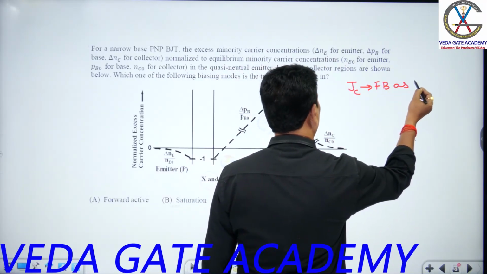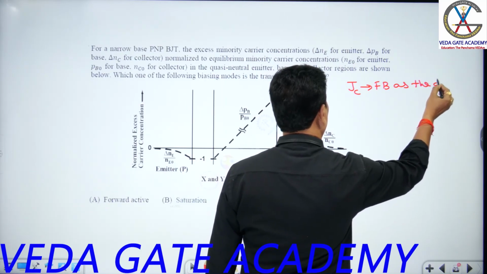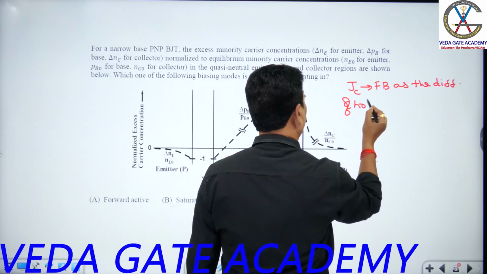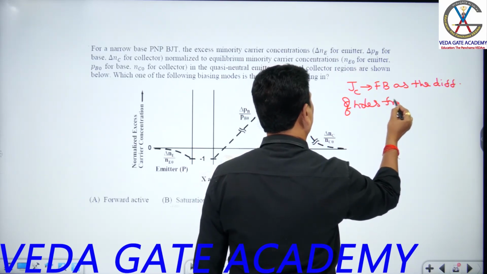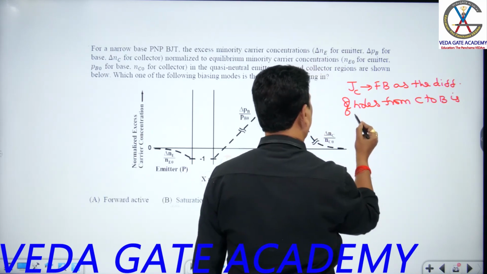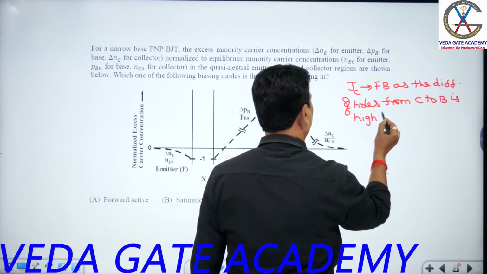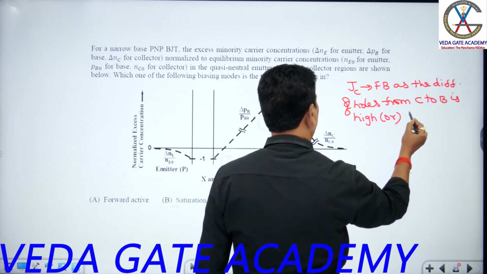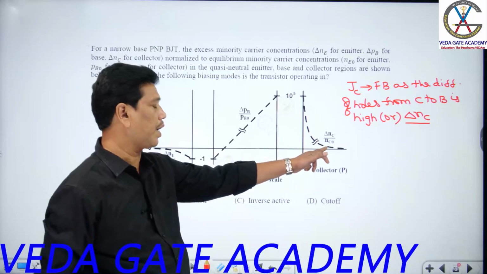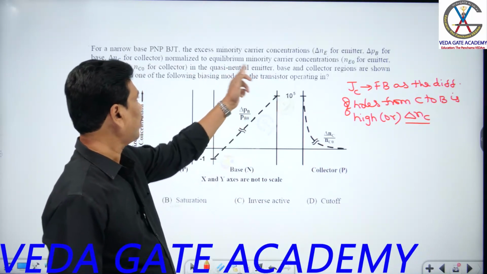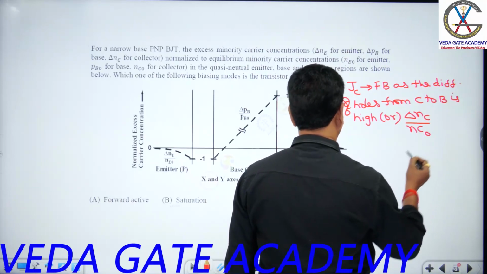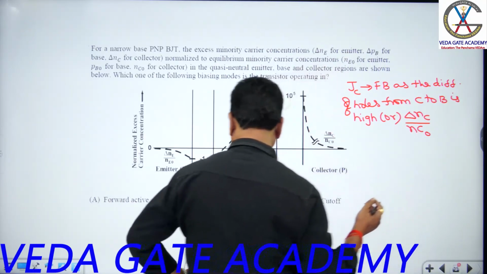as the diffusion of holes from collector to base is high, or delta Nc, that is the ratio of excess minority carrier concentration to the equilibrium minority concentration, Nc naught, I can call.